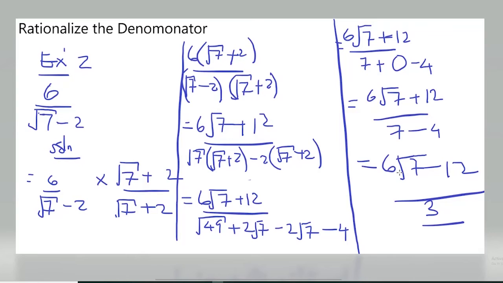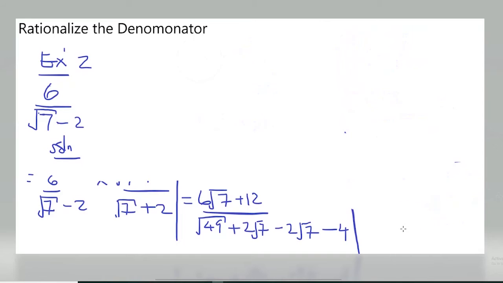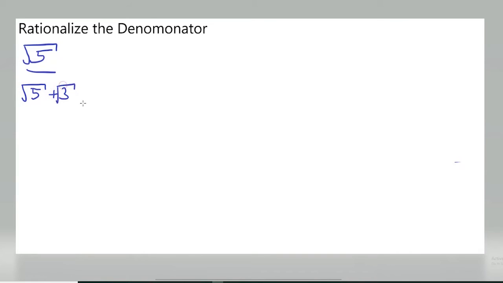Now, another question. Let me give you another example. Assume I've given this one, maybe root 5 over root 5 plus root 3. Now rationalize the denominator.